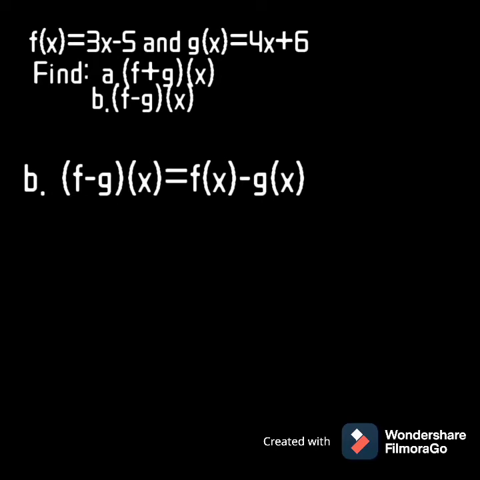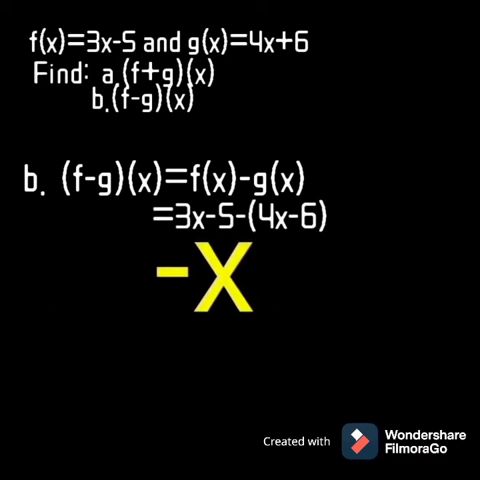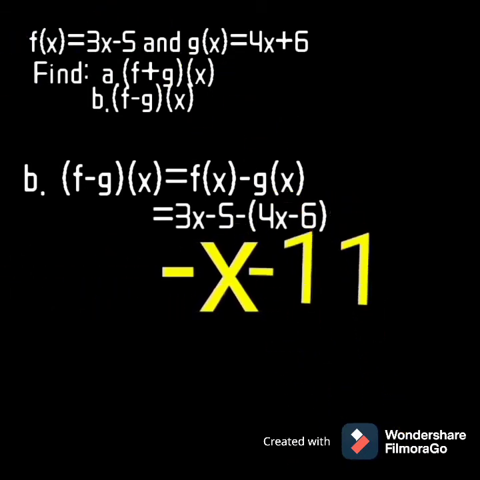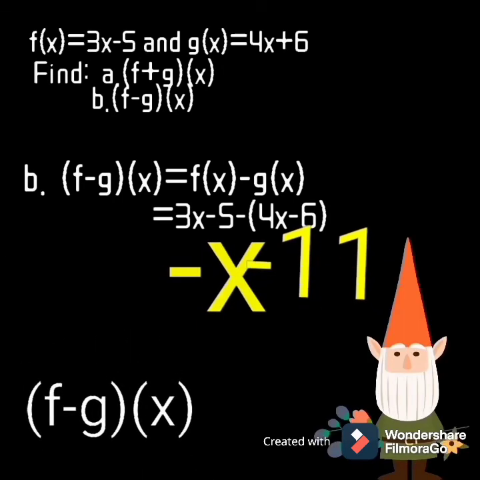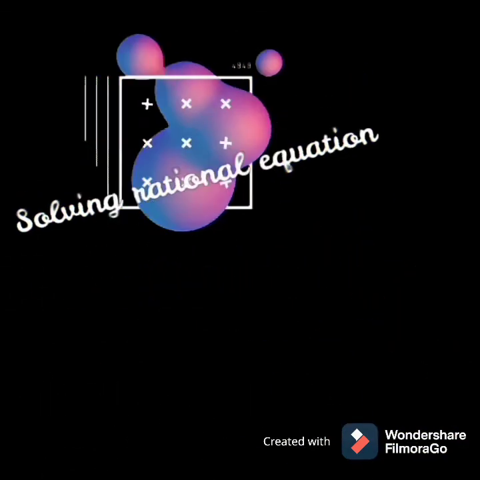Now let's solve b. Quantity of f minus g of x is similar to f of x minus g of x. Let's substitute. 3x minus 4x is equals to negative x. Negative 5 minus 6 is equals to negative 11. Therefore, the quantity of f minus g of x is equals to negative x minus 11.